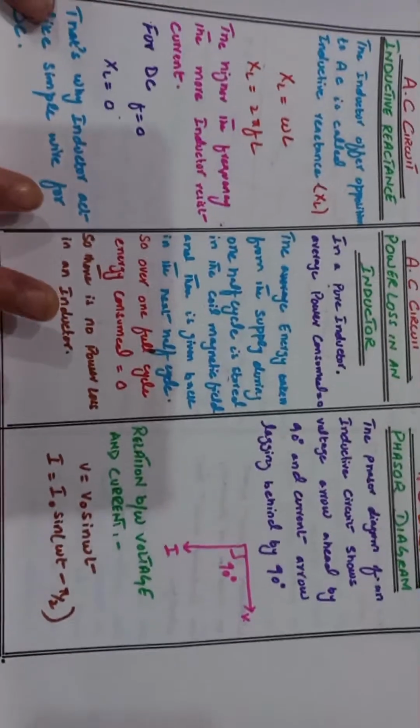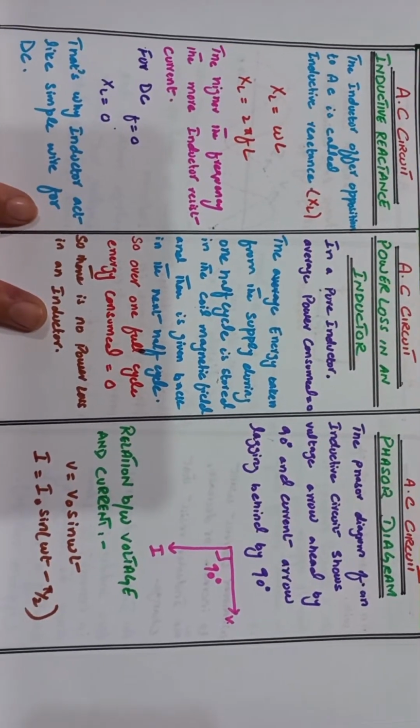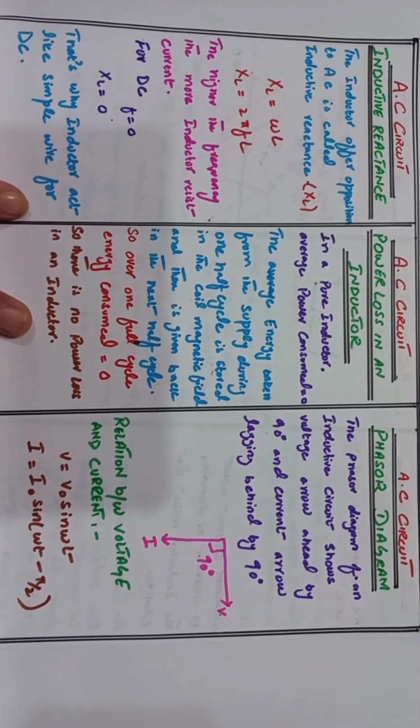The equation of the alternating voltage is V equals V naught sine omega t, and the equation of the alternating current is I equals I naught sine of omega t minus pi by 2. This equation shows that the current is lagging behind the voltage by 90 degrees. This is the phasor diagram. Hope you understood the inductor circuit and its properties.